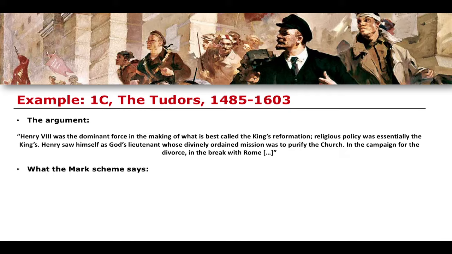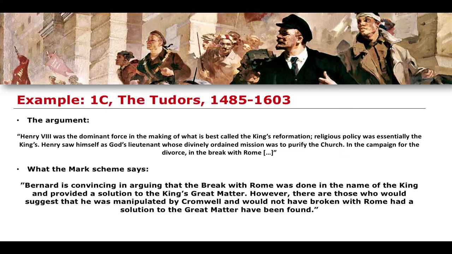So this is what the mark scheme says in relation to this argument. And they say it in their assessment as to the extent to which the argument is convincing, okay? And they say here that Bertrand is convincing in arguing that the break with Rome was done in the name of the king and provided a solution to the king's great matter. However, there are those who would suggest that he was manipulated by Cromwell and would not have broken with Rome had the solution to the king's great matter been found.